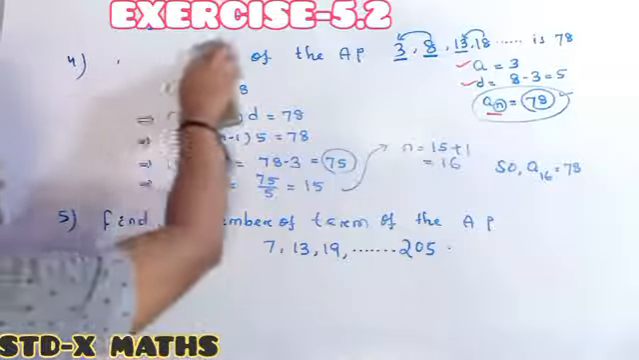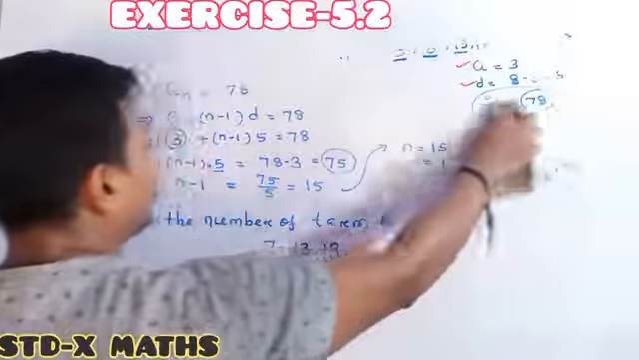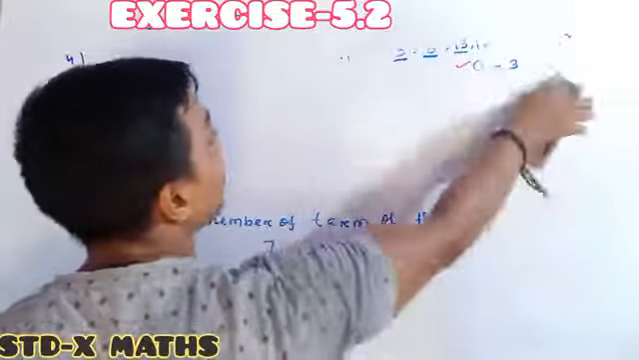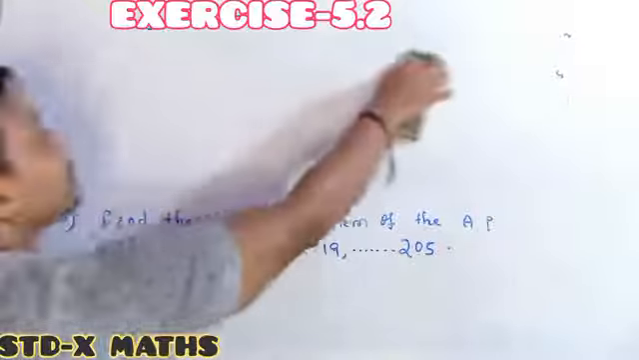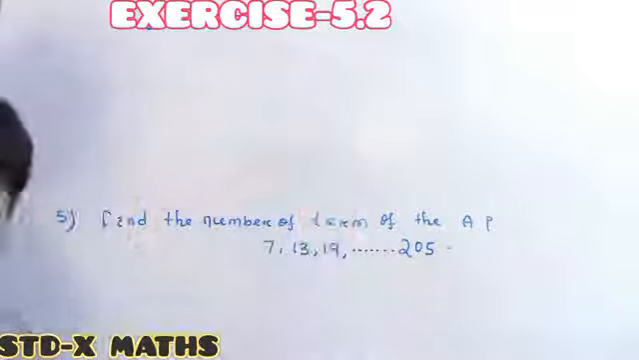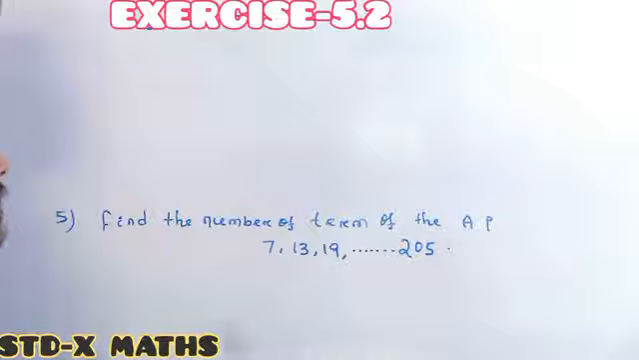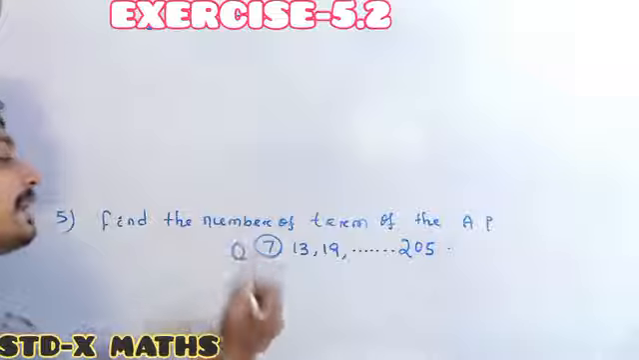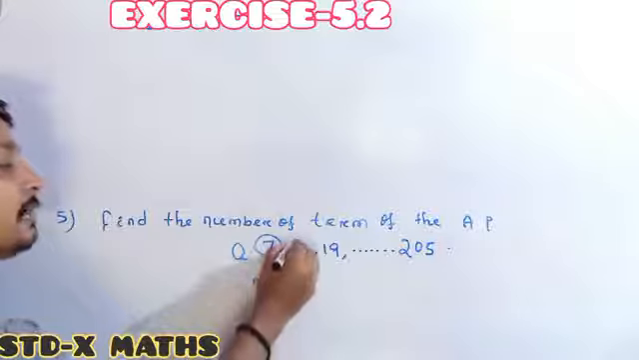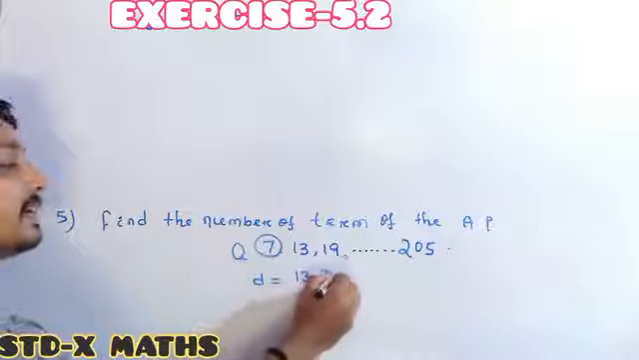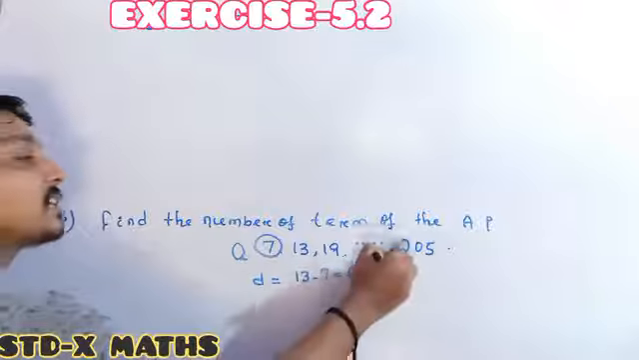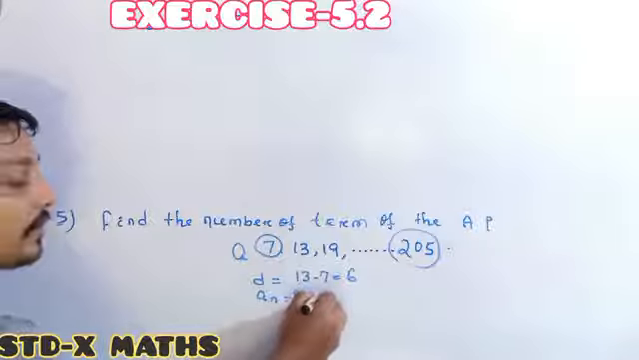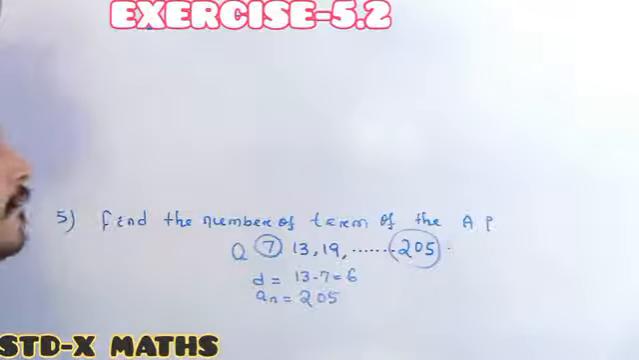See perfectly, question number 5. It is given that you have to find out the number of terms of the AP. Here this one is our A. And here D, see perfectly, D means the difference. 13 minus 7 is our 6. And the last term, it means the nth term, suppose it is our AN, it will be 205.